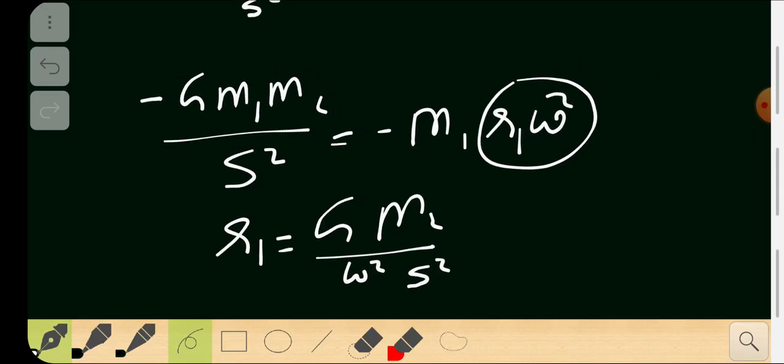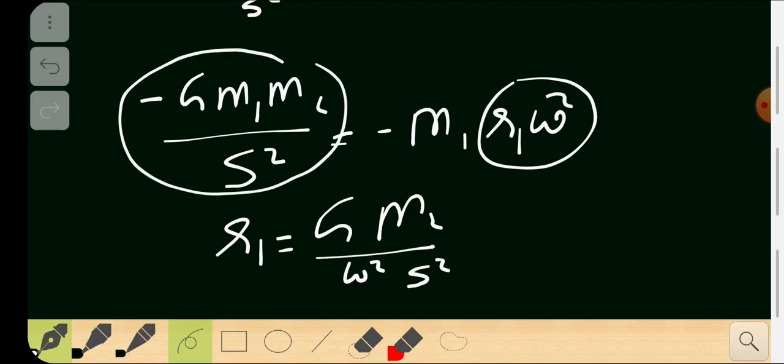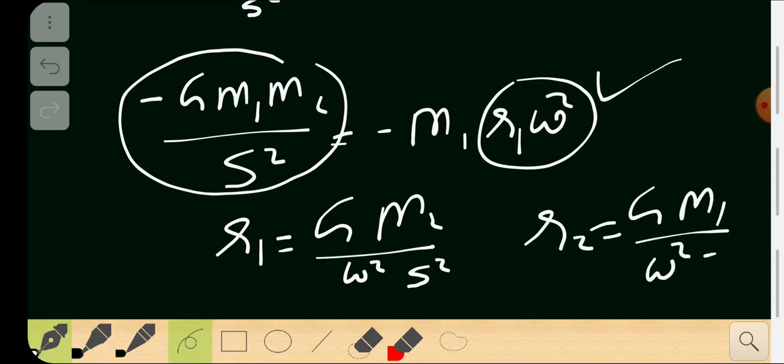And similarly, if you do the same thing for r2, you take the second case, both components of the gravitational force are the same, only the acceleration component changes, right? So the radial acceleration force will change. Similarly for r2 it will be the same thing, G m1 by omega square s square, just like that. Okay, you can do that.